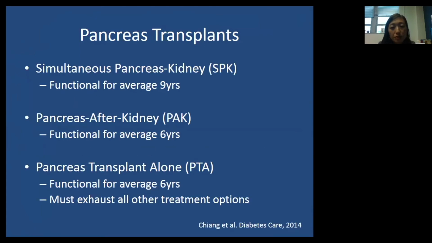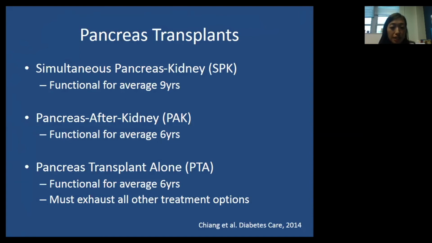The different types of pancreatic transplants are listed here. You can have a simultaneous pancreas and kidney transplant, which is the most favorable and recommended of the three. These transplants tend to be functional for an average of 9 years, so take that into consideration when thinking about this for your patients and how much longer you think they have to live.